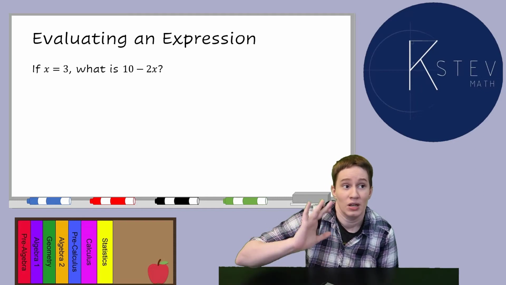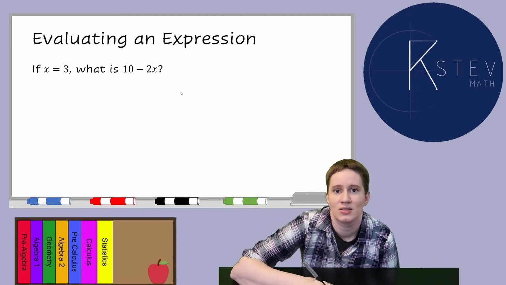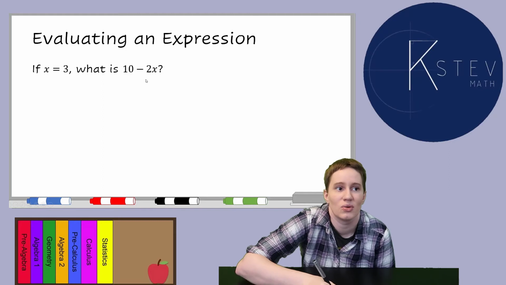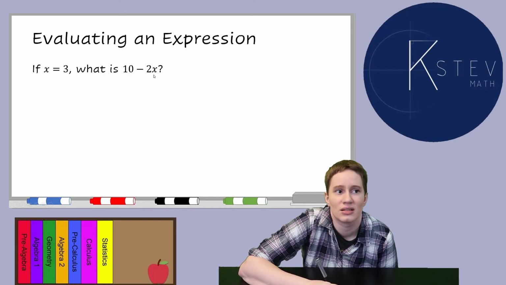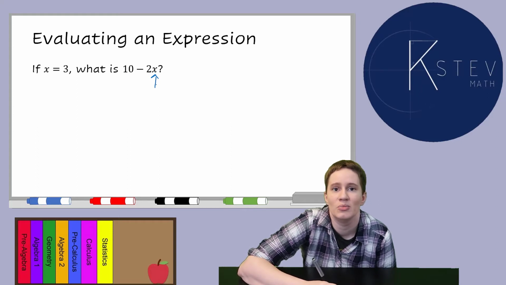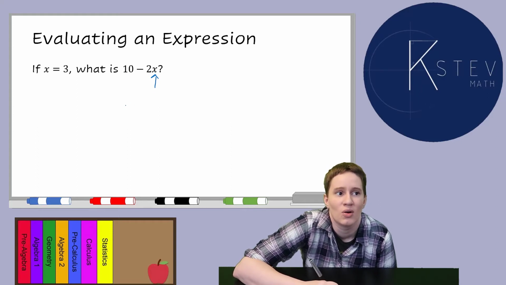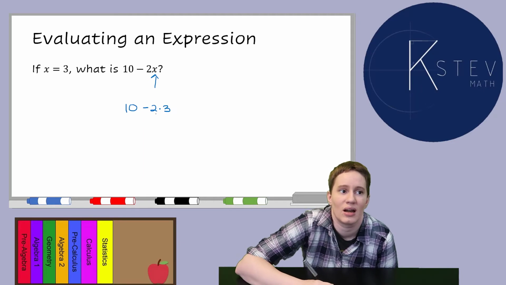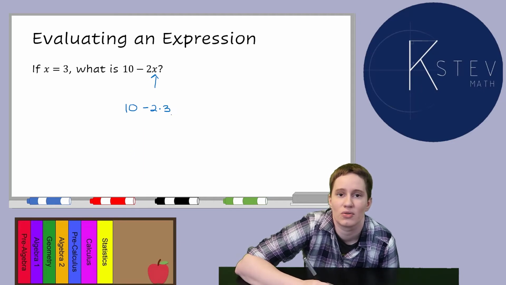Oh wait, anyway, evaluate an expression. If x equals 3, what is 10 minus 2x? So notice our x is in a kind of different place here now, right? 10 minus 2x, but this 2x still means 2 times x. We're going to put the 3 where the x is, so that I'm going to do 10 minus 2 times 3.